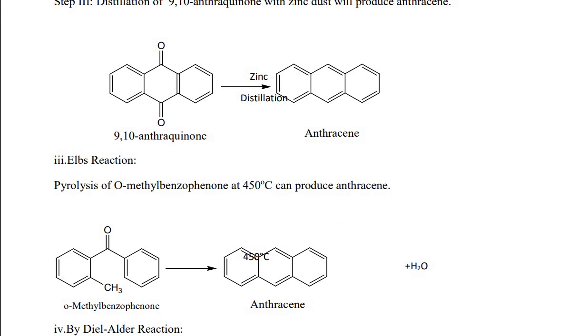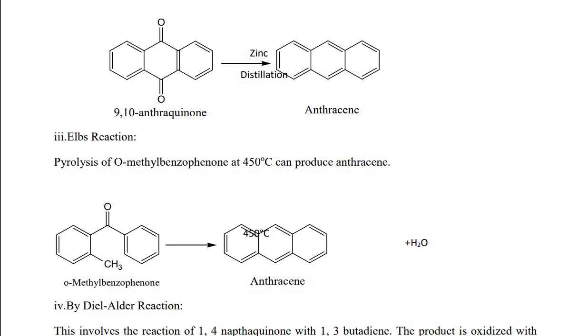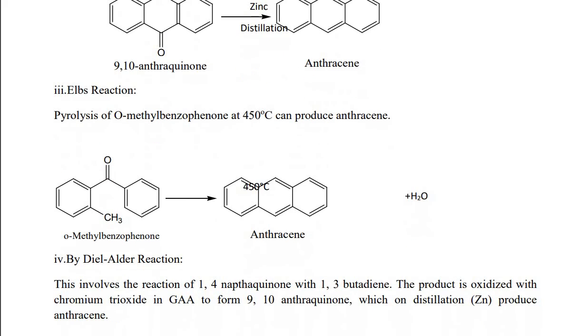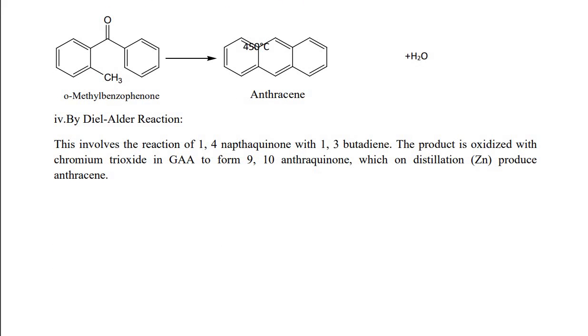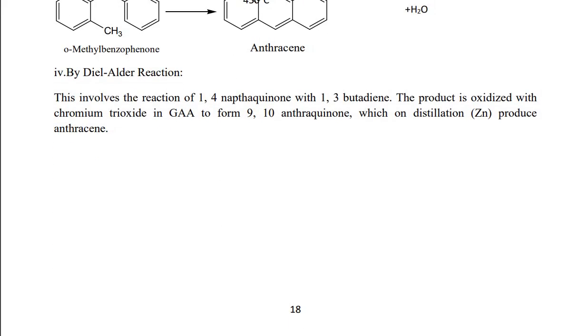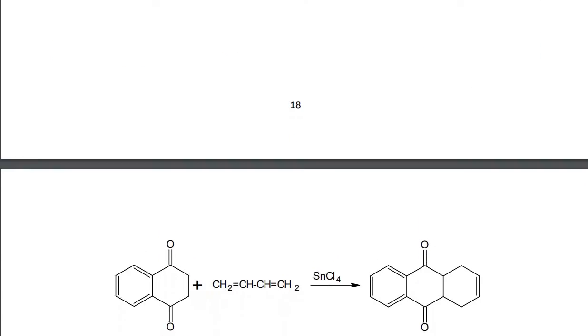Now, Elbs reaction. In the Elbs reaction, pyrolysis of ortho-methyl benzophenone at 450 degrees Celsius can produce anthracene. So, this is now the Diels-Alder reaction. You can see the reaction scheme.